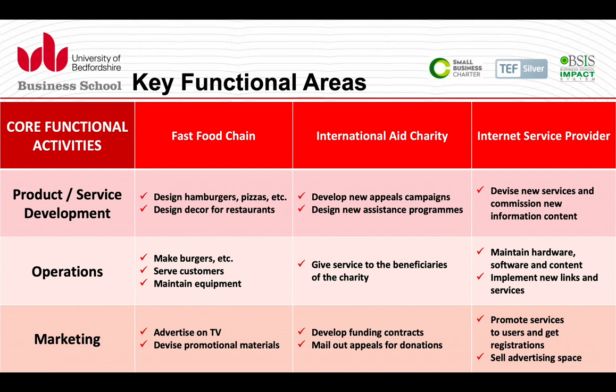You can see a fast food chain, for example. Take the example of McDonald's, or KFC. What product do they make? They make burgers and pizza, for example. We also know that their operation is basically converting the ingredients to make the finished product, and then they have to serve the customer. That's part of operation, along with maintaining the equipment for maintenance reasons. And then yes, they need marketing as a key function for this business.